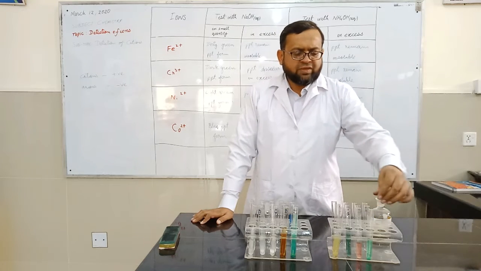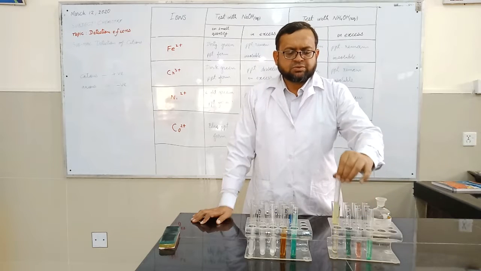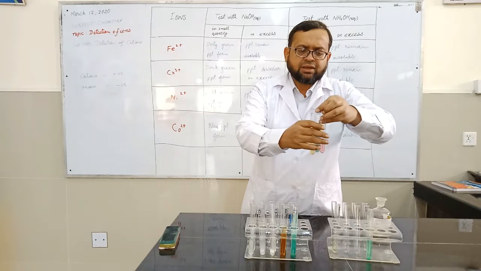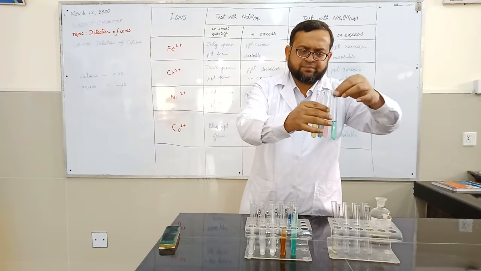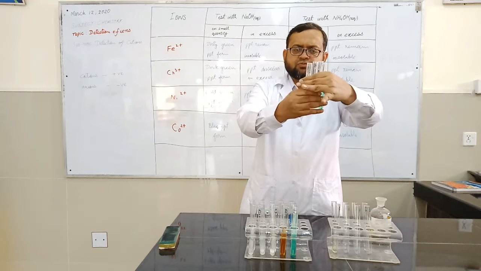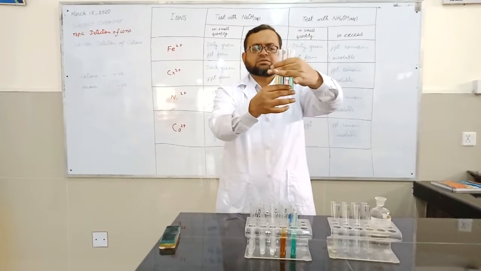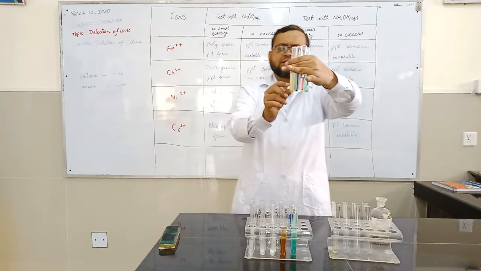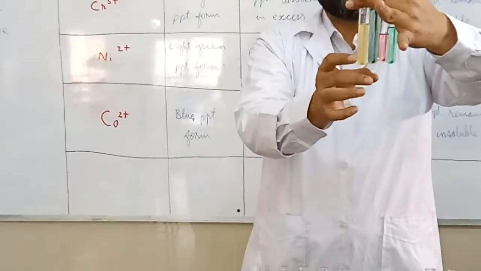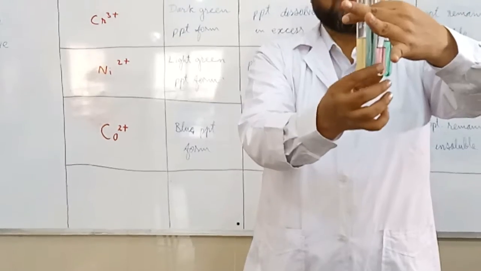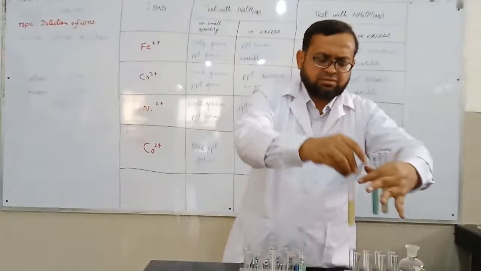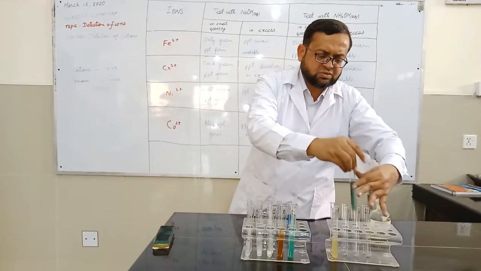Now we have 4 more samples: solution F, solution G, solution H, and solution I. You can observe these 4 solutions have different colors. This one has a light green color, or yellowish green. This is a dark green solution, this is a pink solution, and this is a bright green solution. These colors themselves show the presence of certain ions.